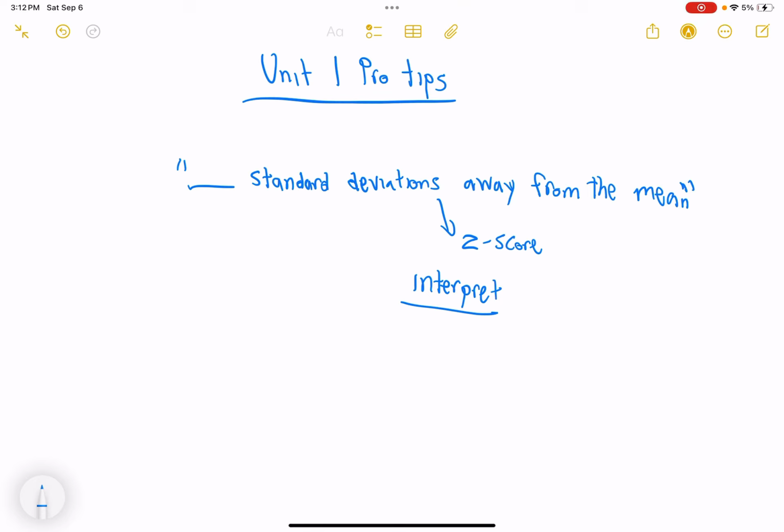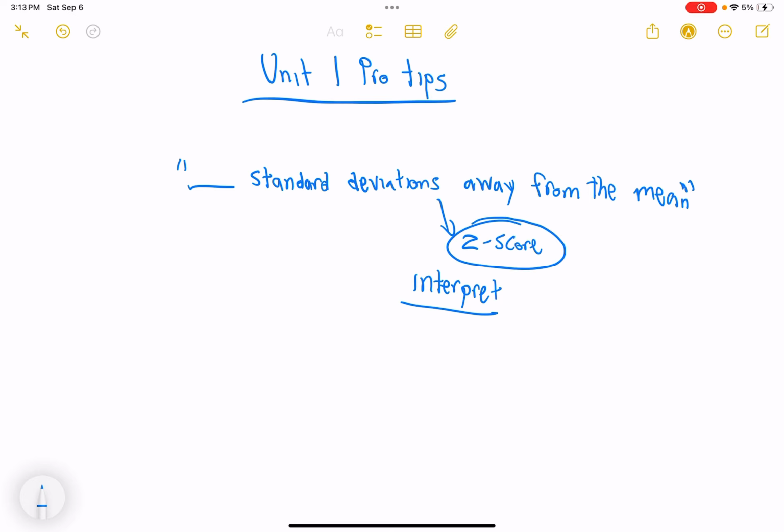Normally when we say away, we're talking to the left or to the right of the mean, but away is kind of neutral. It can mean either way, so you need to be clear. If you're interpreting a z-score, you know it's blank standard deviations lower than the mean or higher than the mean, or to the left or to the right of the mean. But just know that if you see in a question that something is 0.84 standard deviations away from the mean, that's not the standard deviation, that's the z-score.